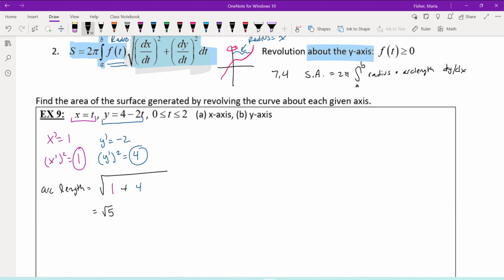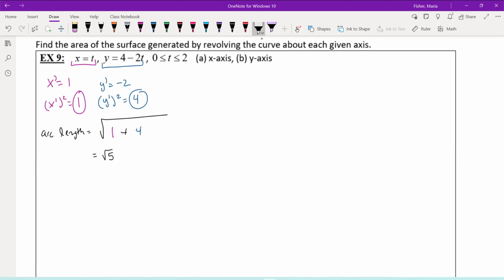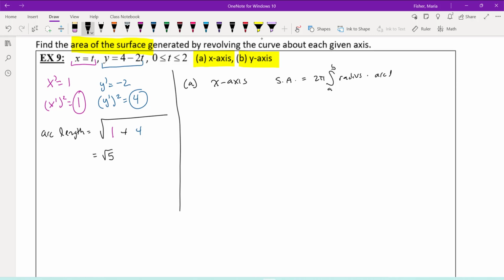So let's figure out what the surface area is going to end up being, because we're looking for surface area for A, x-axis, and then B, y-axis. For part A, we're rotating this about the x-axis. Remember, surface area is always going to equal 2 pi times the integral from A to B of the radius times the arc length. Well, I know that my arc length here is the square root of 5. That part's done. I just need to figure out what's the radius.